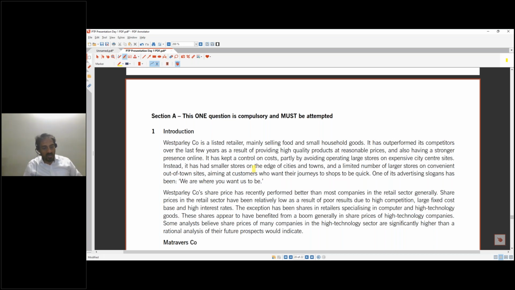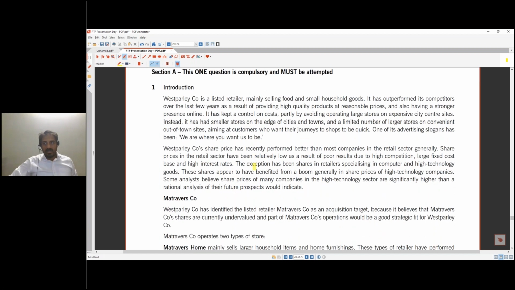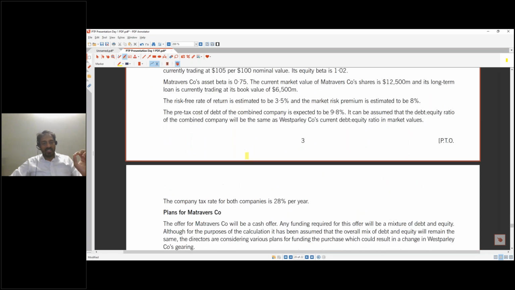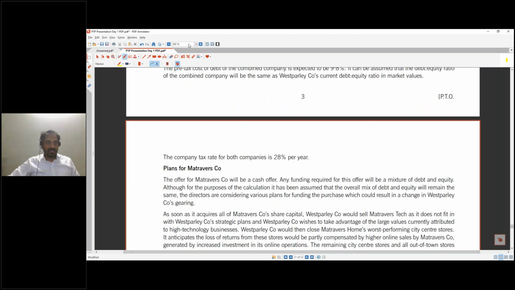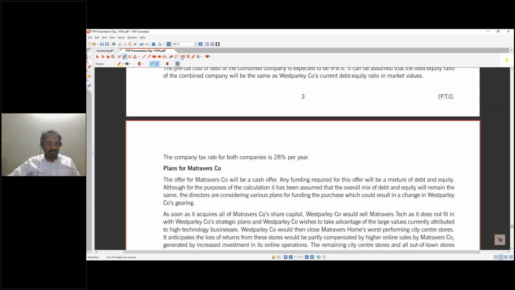Unfortunately, this particular question is not available in the ACCA exam CBE format. Otherwise, I would definitely conduct it in the CBE format, but I will do this question on the Excel sheet. And we will also discuss how to handle a comprehensive 50 marks question, considering the examiner report as well.